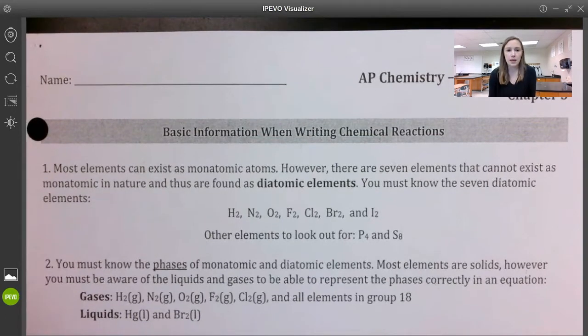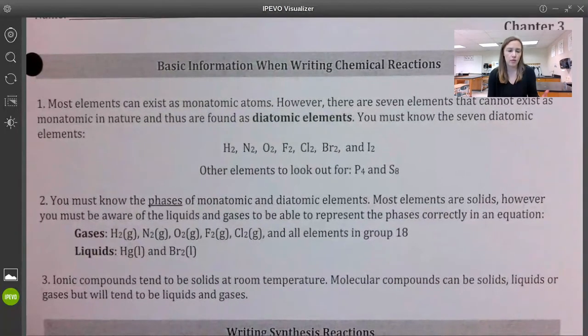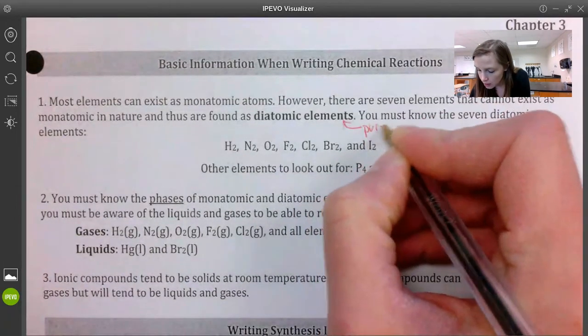So let's just go over some basic information when writing chemical equations that's going to help us out as we do any of our types of reactions. First off, most elements can exist as monoatomic atoms, which we talked about briefly in the previous lesson. However, there are those 7 that cannot exist as monoatomic in nature. So these are our diatomic elements, and you need to know this. Now, one big thing, this is when they are a pure element.